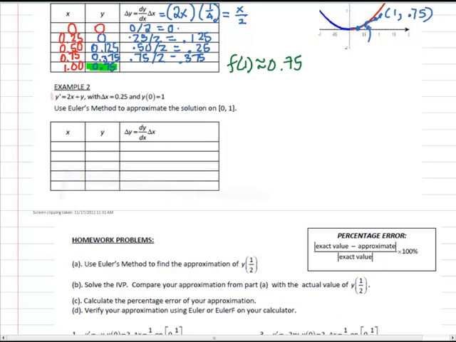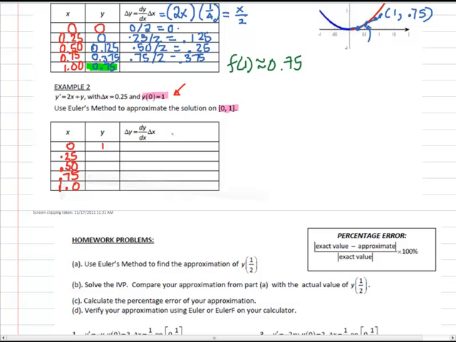Let's try a different differential equation. Okay, this time I have y prime equals 2x plus y. Let's pay attention to our initial condition and where we want to end up. Our first point here is going to be 0, 1. Always look for the initial condition to tell you where your first x and your first y values are. Now the next thing you should do, delta x is 0.25. Fill out the rest of the table for the x's. You can do all of this before you begin.